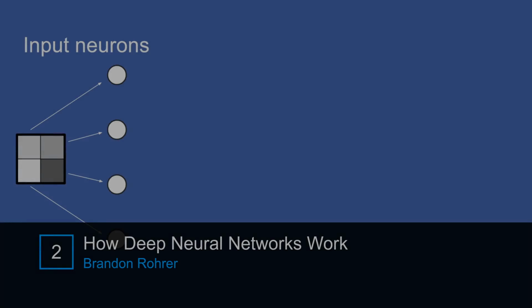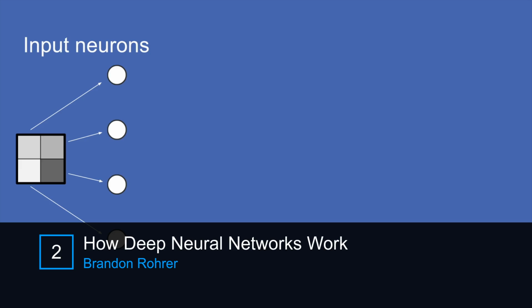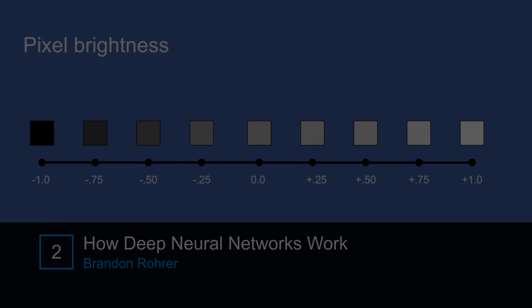So to do this with the neural network, you start by taking all of your inputs, in this case our 4 pixels, and you break them out into input neurons. And you assign a number to each of these.